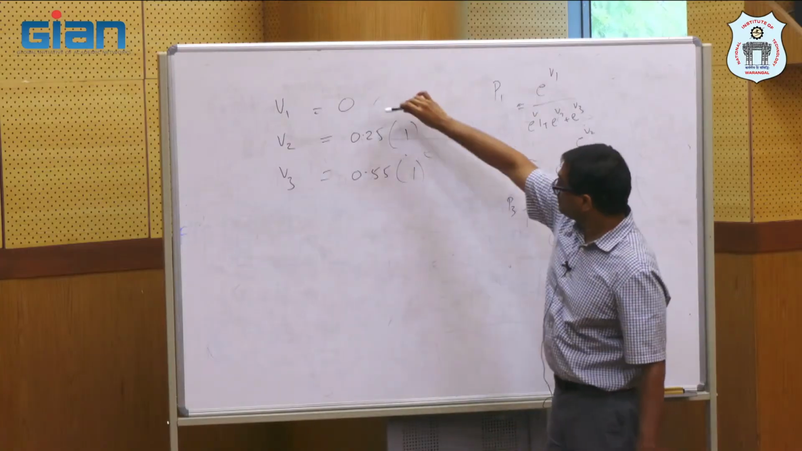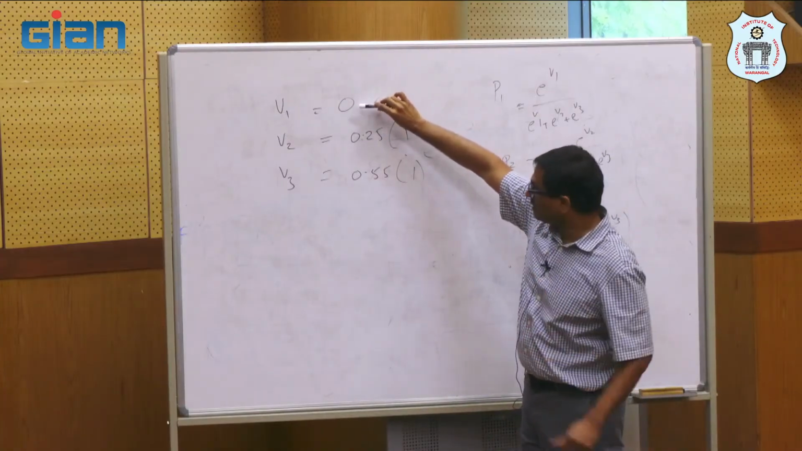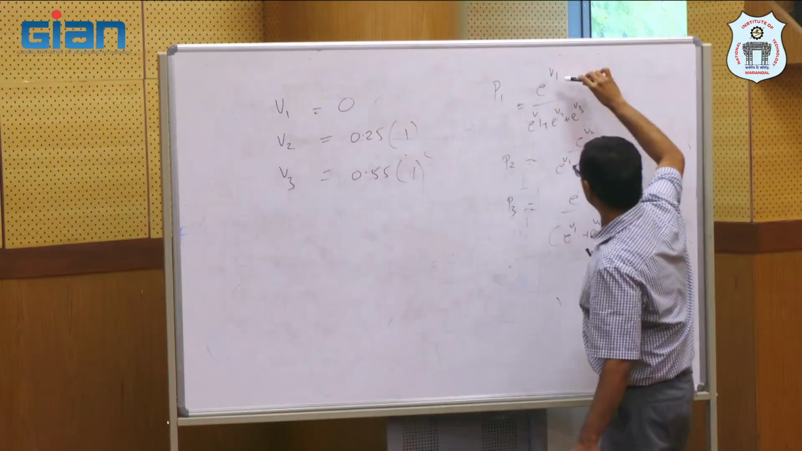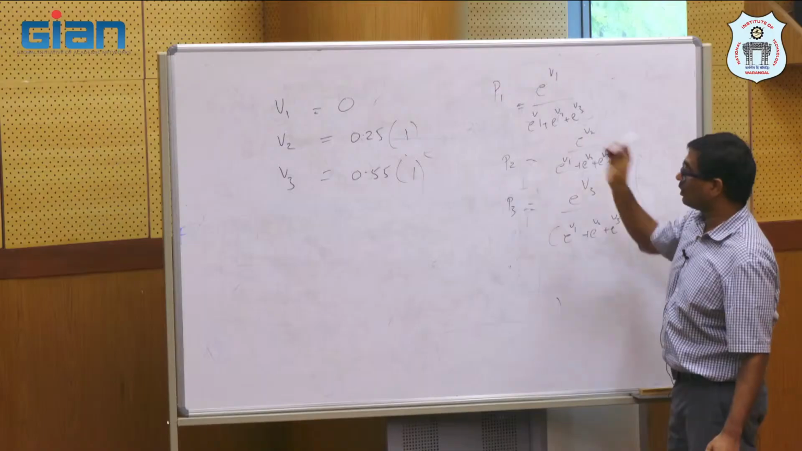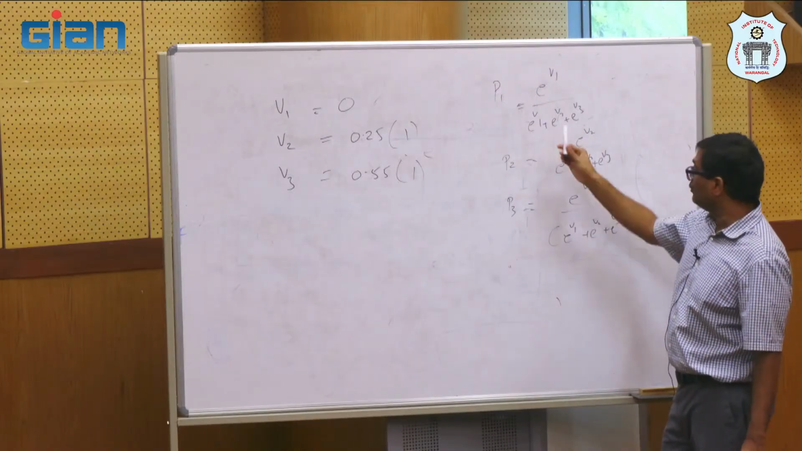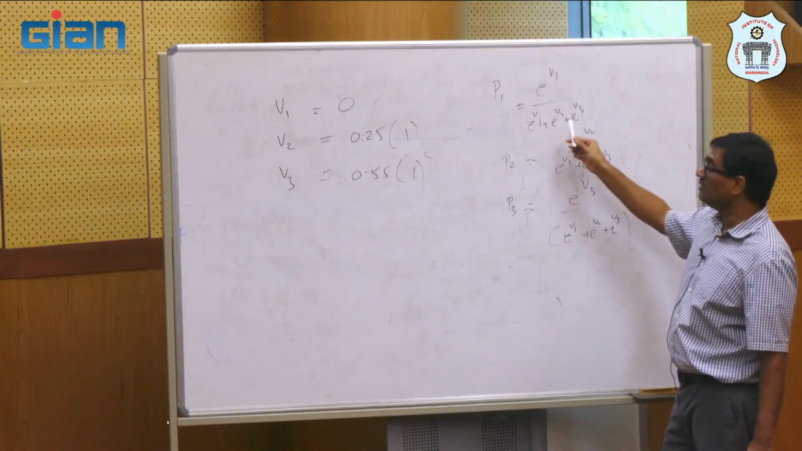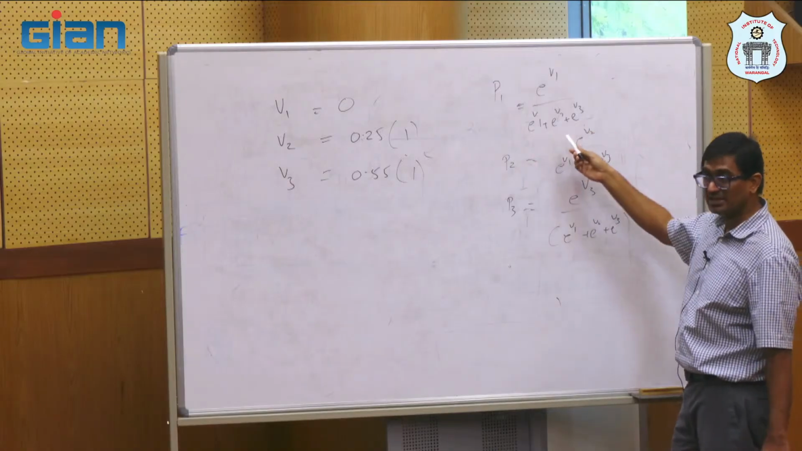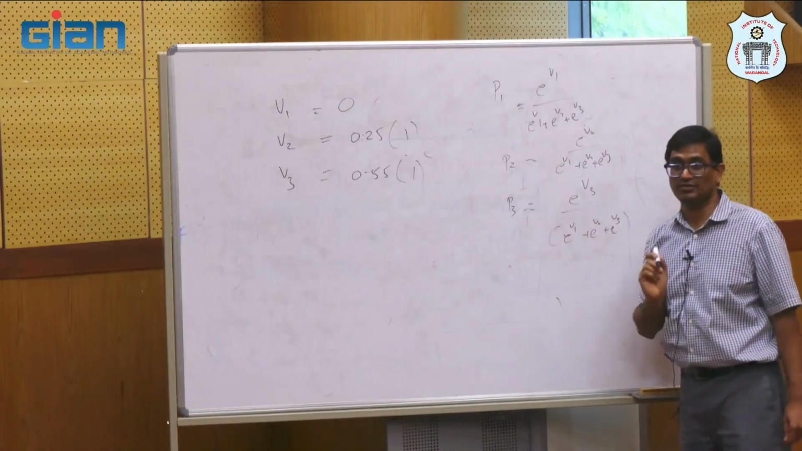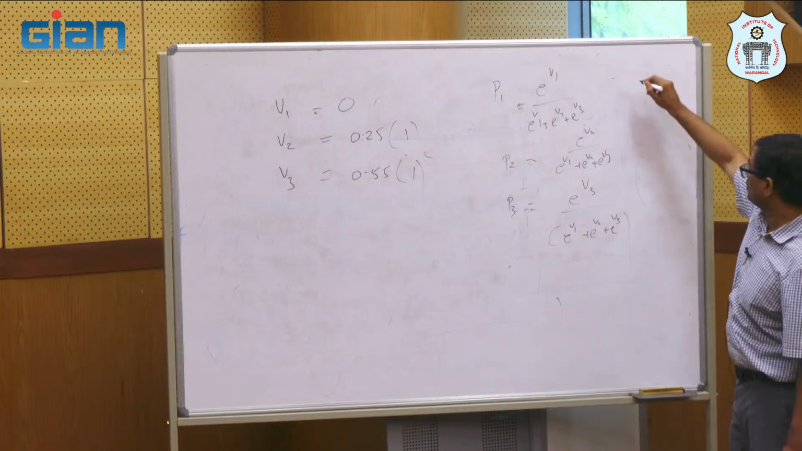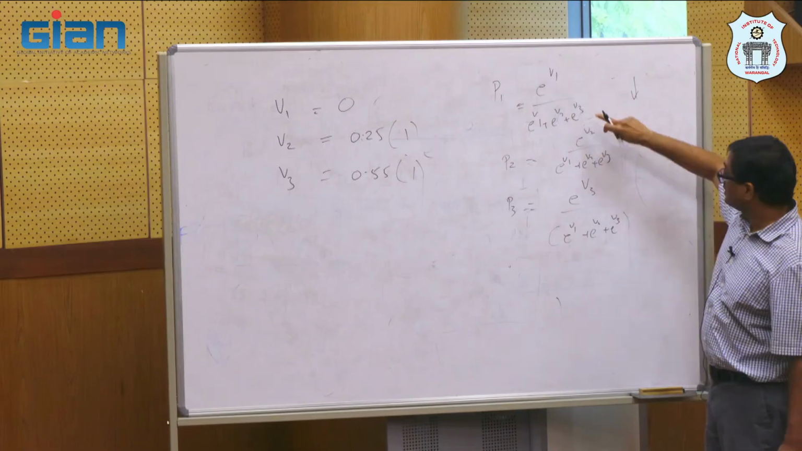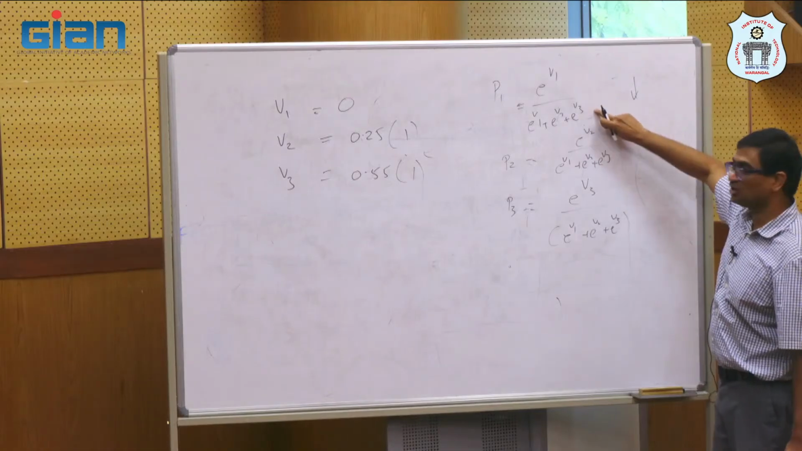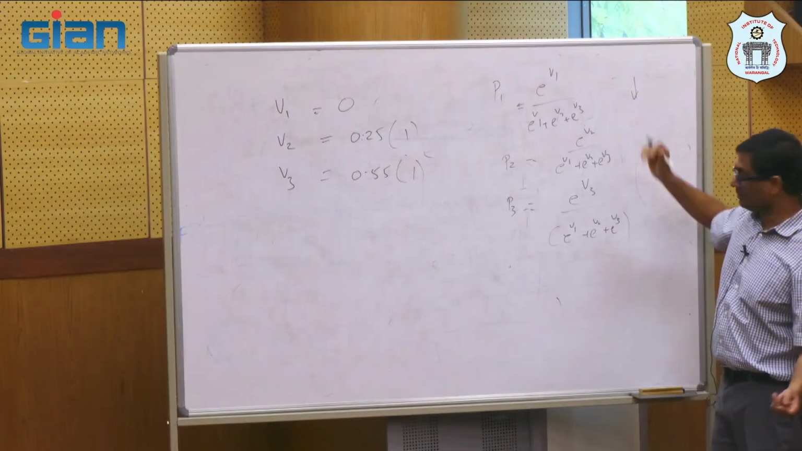So when income changes, this has no impact. So the numerator has not increased. Okay? But what is happening in the denominator? The V2 term has increased. The V3 term has increased. So the denominator has increased. So what happens to the probability for the first one? It will go down. Okay? This is very clear. Because the numerator has no change and the denominator increased, the probability has to go down.